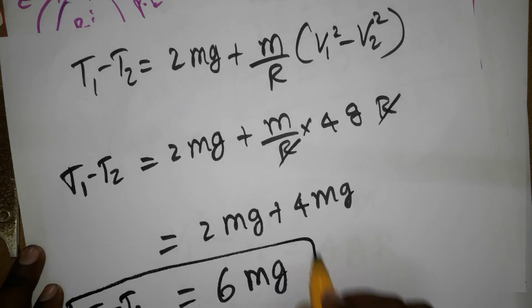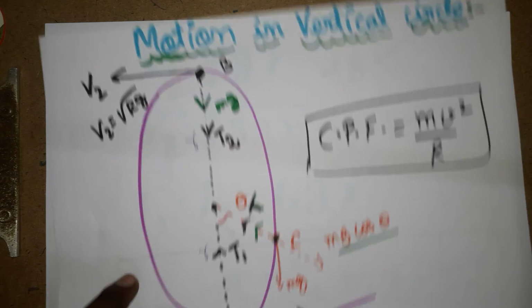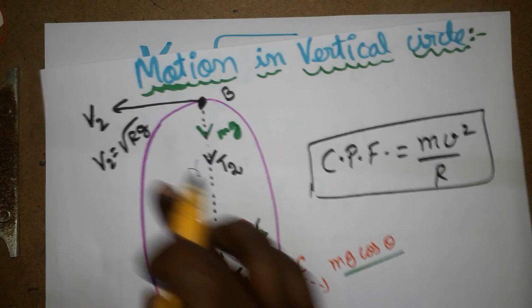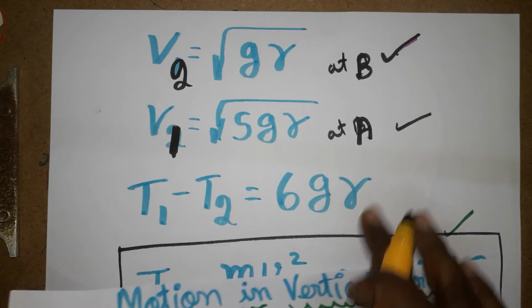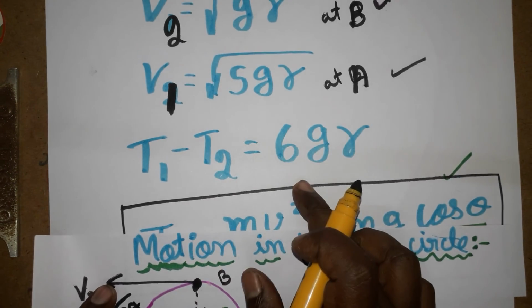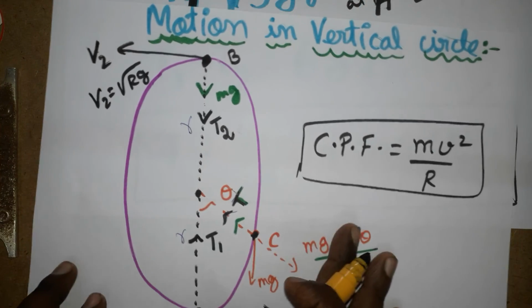Finally, we conclude from this question that the velocity at the point of A, v1, is root of 5gr. The velocity at the point of B is root of rg. And the tension difference is 6mg, and this is a general equation. So right now we learned what is motion in a vertical circle.